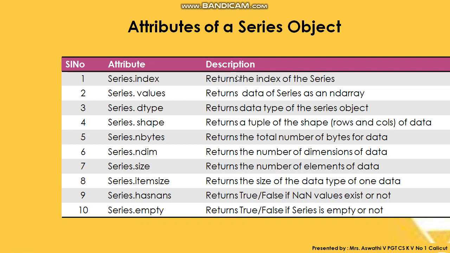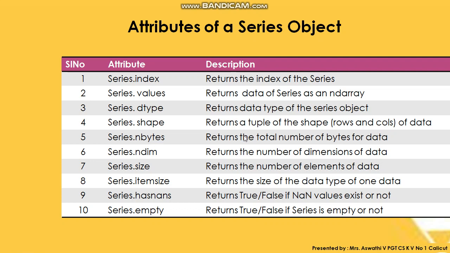Series.index will return the index of the series. Series.values will return the data of the series as an ndarray. Series.dtype returns the data type of the series object. Series.shape returns a tuple of the shape, that is, shape means, remember, rows and columns of data. Series.nbytes returns the total number of bytes of data.